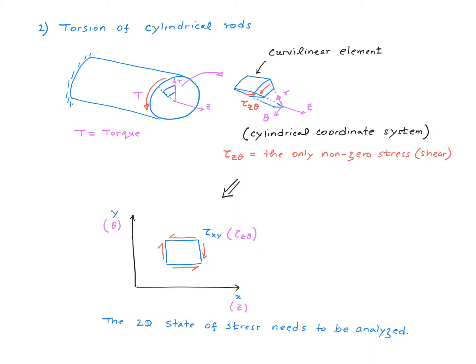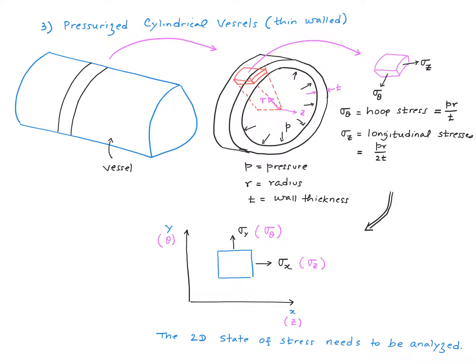So you can see the stress analysis for this torsional problem boils down to this simple two-dimensional stress analysis. So here's my third example, a pressurized thin-walled cylindrical vessel. The cylindrical coordinate system will be the most efficient system to analyze this problem. Now, denoting the axial coordinate as z, the radial coordinate as r, and the hoop coordinate as theta.